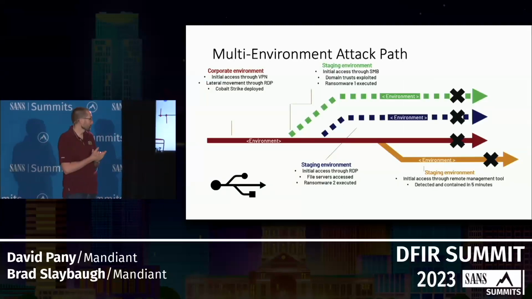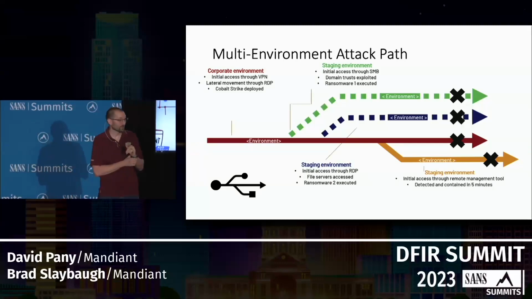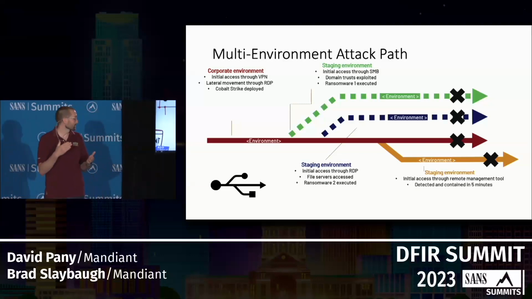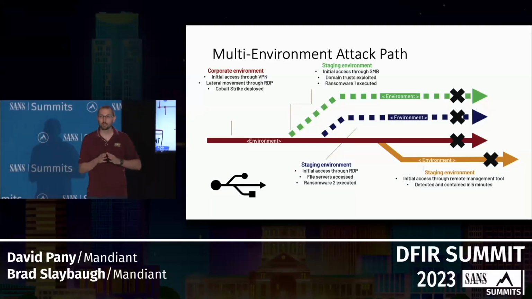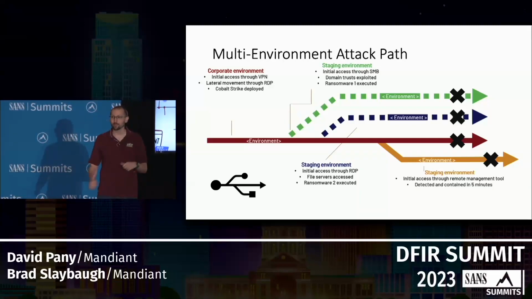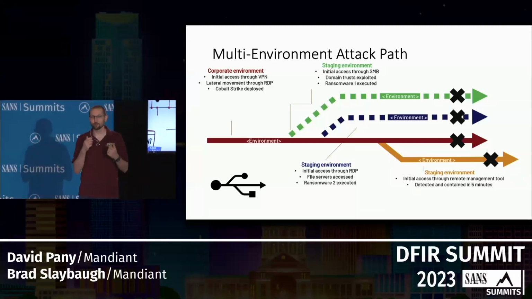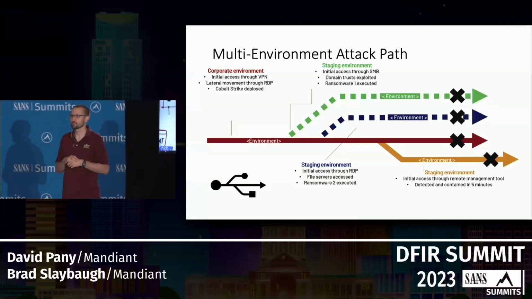This one we're quite proud of. After we made it, we said, oh, this looks like the USB logo, which I thought was kind of neat. But we're talking about color coding. We're talking about some dotted lines here. This was an example where an actor got into a main corporate environment. They actually deployed one type of ransomware variant, and then they moved to other staging environments that were related.